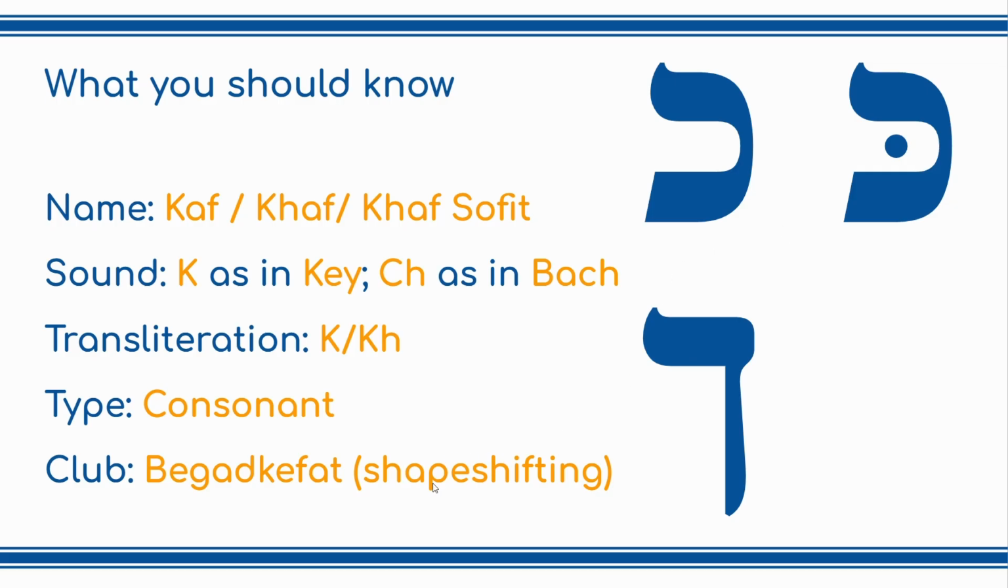So also, this is not an official class. I made it up here. It's shape-shifting. I called it the shape-shifting club because it will shape-shift at the end of a word. I call it shape-shifting. It's not an actual term. Don't use it as a technical term. Okay, so that's what you should know moving forward from this lesson.